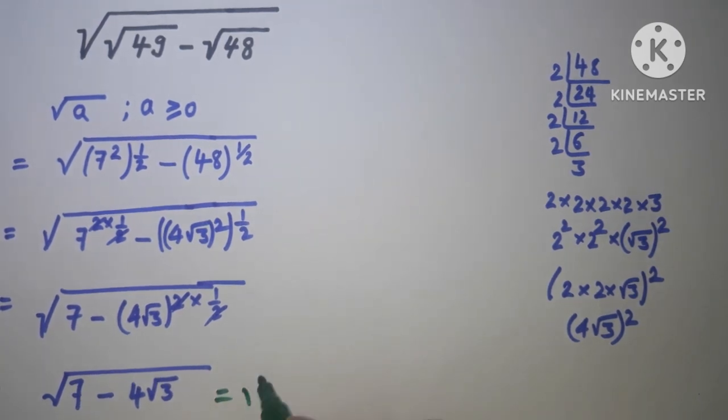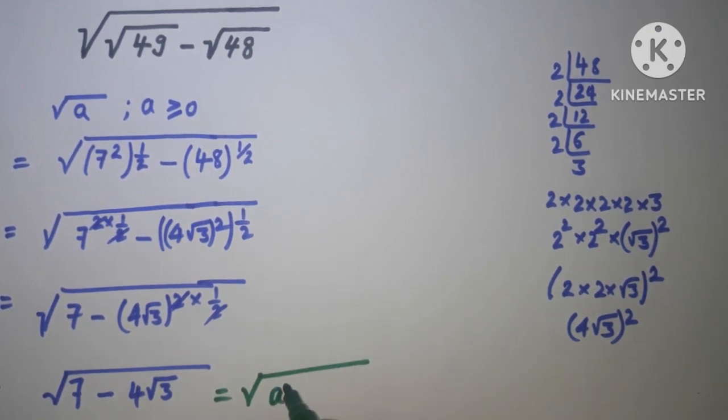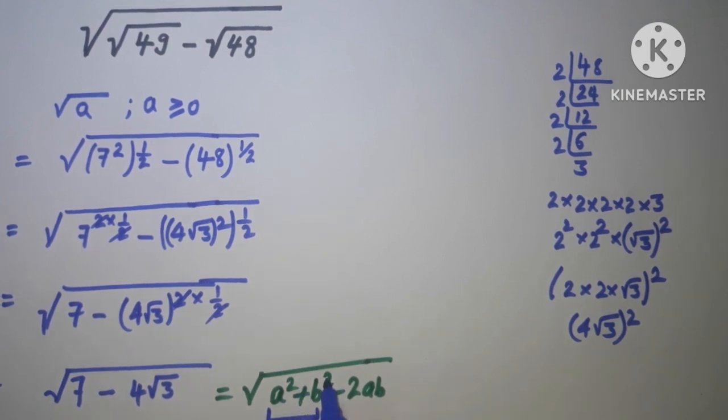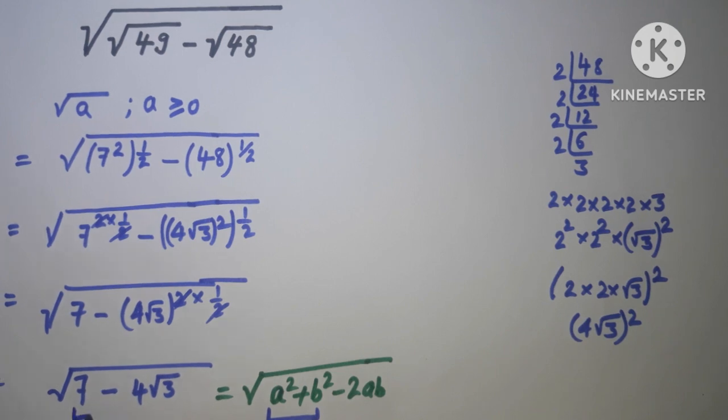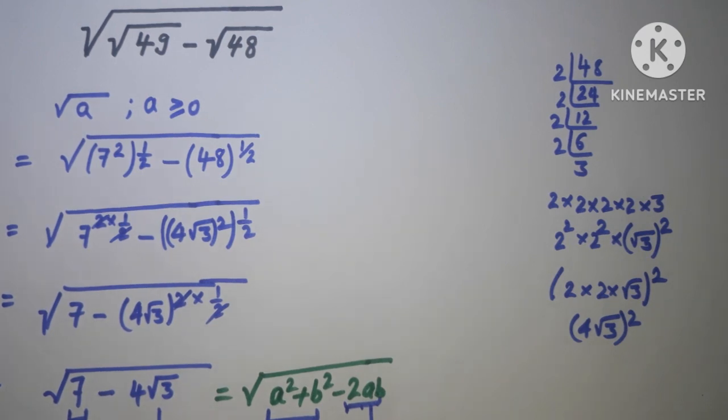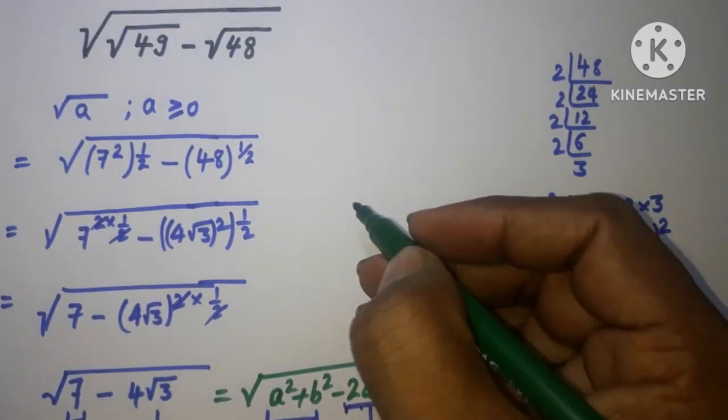This one can be equated with root under, suppose, a square plus b square minus 2ab. Our target is to get this one. So a square plus b square is equal to 7 here, both are equal, and this one can be compared with this quantity in this way. So after comparing, a is equal to, this one I'm just going to write in this way.